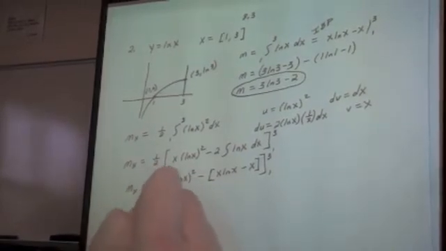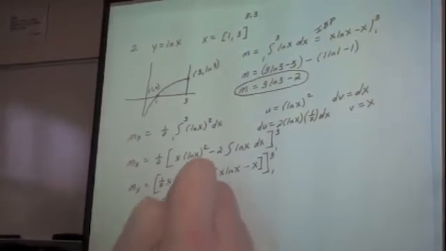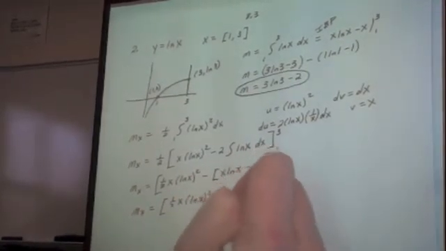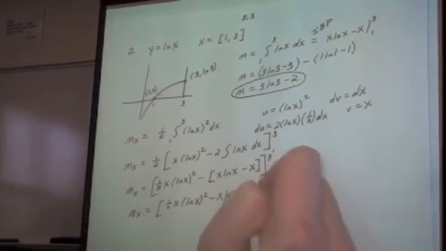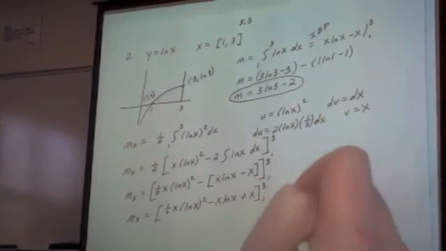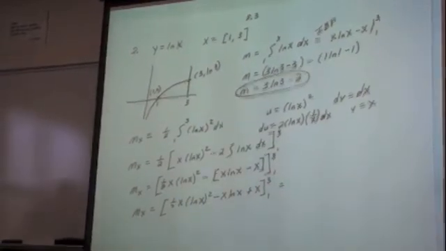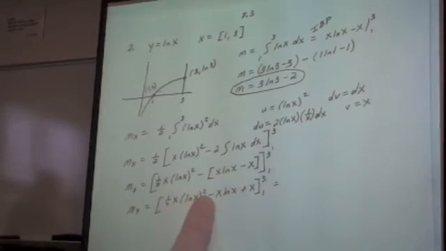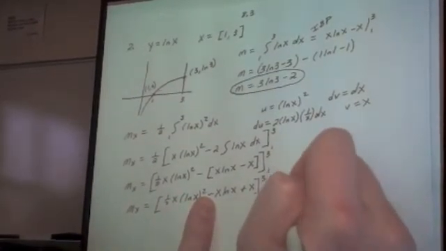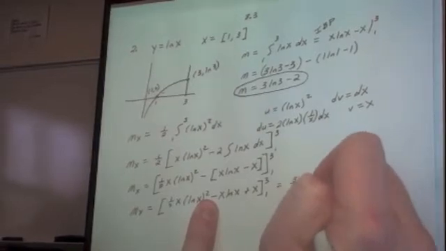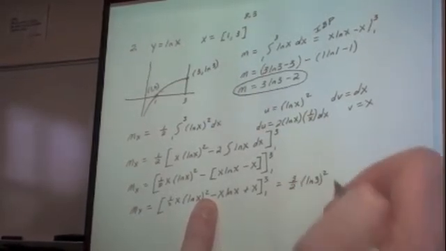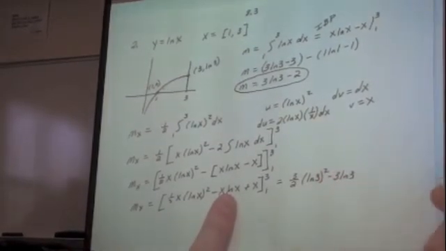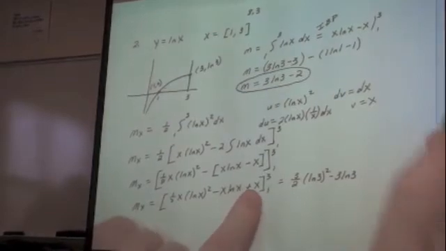Just to simplify signs, I'll show one more step. 1/2 x ln x quantity squared minus x ln x plus x, evaluated from 1 to 3. When we evaluate this at 3, we can see we'd get 3 over 2 natural log of 3 squared minus 3 ln 3. I'm not seeing any terms that will combine right now, plus 3.